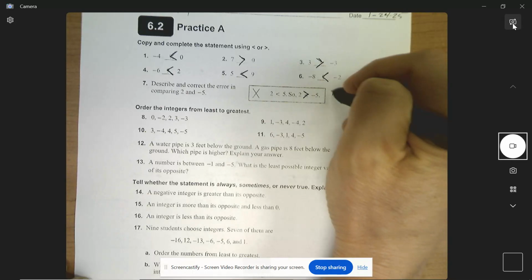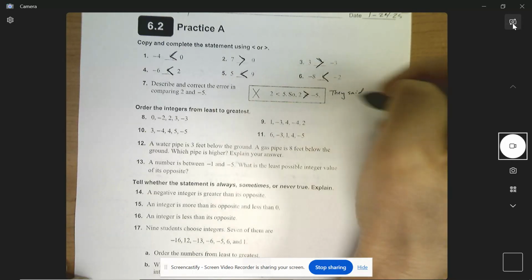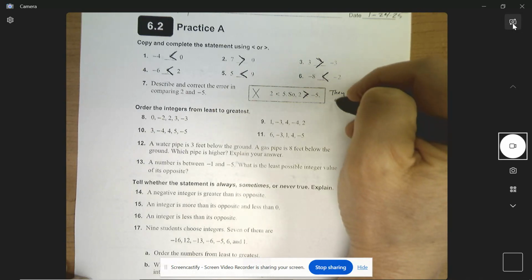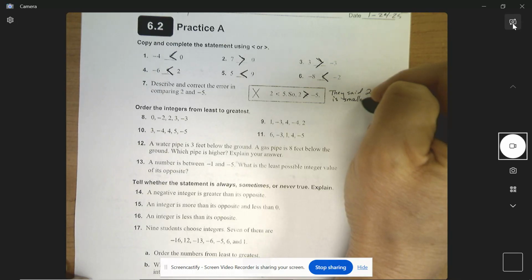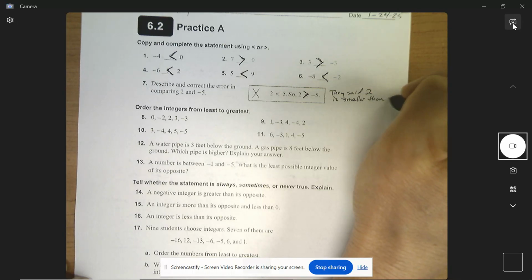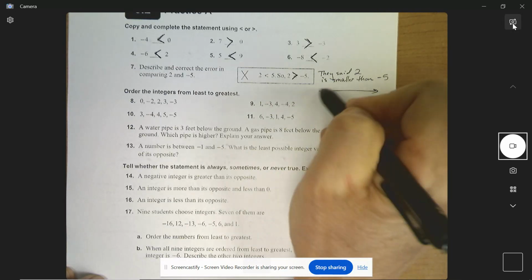They said 2 is smaller than negative 5. But let's just do this.